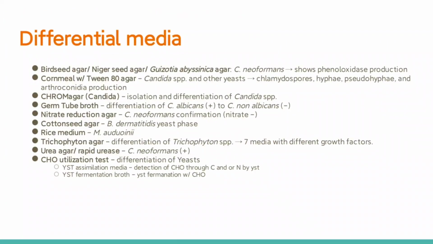Now, next we have the differential media. First one, we have the birdseed agar or the Niger seed or the Guizotia abyssinica agar. Okay? So, sino lang siya? For Cryptococcus neoformans. Okay. It shows phenol oxidase production. So, ibig sabihin, positive ang Cryptococcus neoformans sa phenol oxidase production.